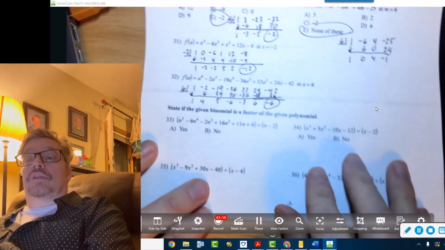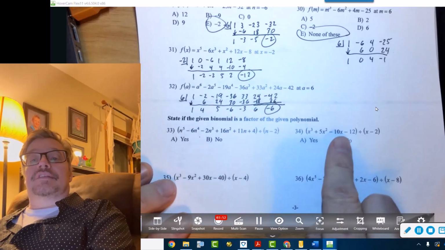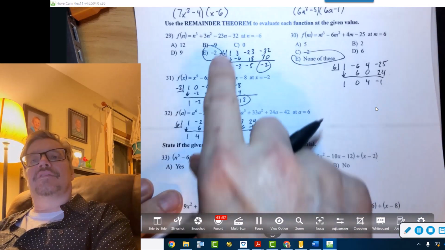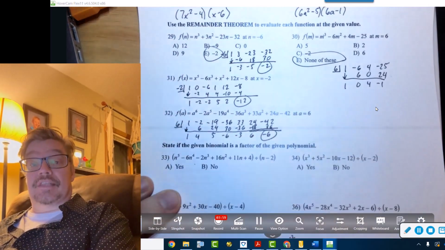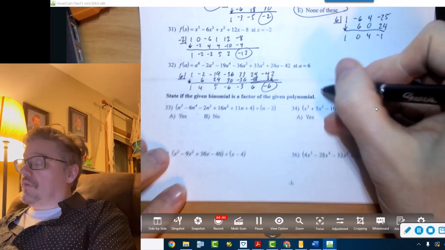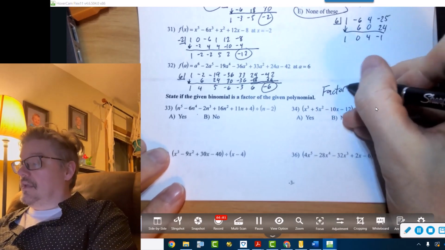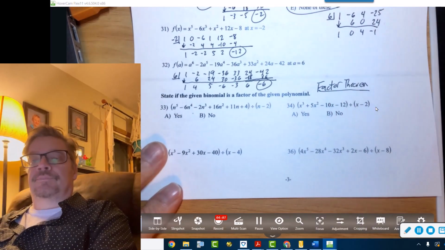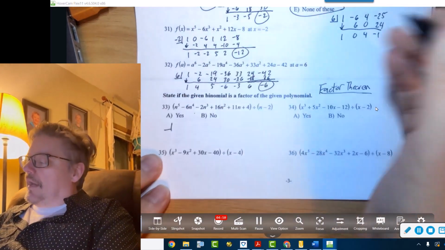All right, so let's go ahead and just knock out the rest of these, since the remainder theorem is just synthetic division. I mean, put that on your study guide. Remainder theorem is just synthetic division. Okay, factor theorem right here is just synthetic division. So don't think that you've got to do anything special.